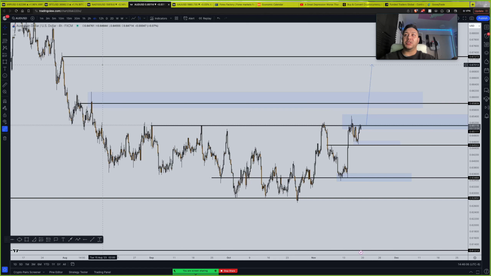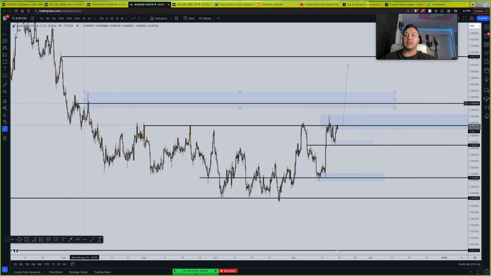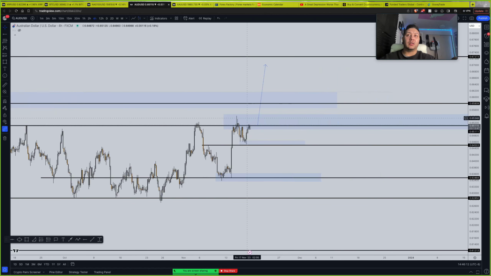Going down to the 4 hour just to refine this some, and yeah, it looks like we got exactly what we wanted here. Let's adjust our current area of supply here.